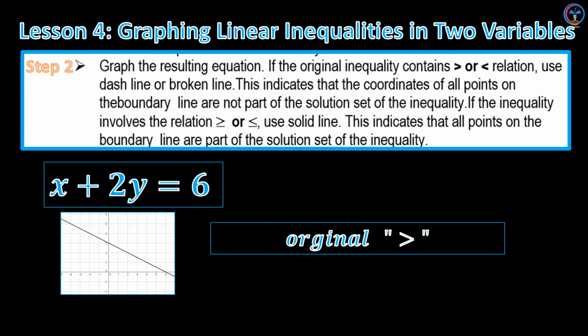Step 2 is about knowing what kind of relationship the inequality has. This is greater than, and we graph the resulting equation. Step 2 and step 3 are connected. The line is solid if it is greater than or equal to. But since this is greater than only, we will draw a broken line.